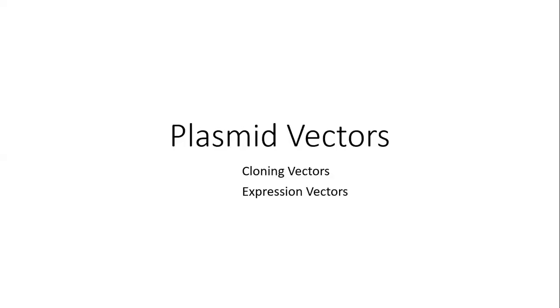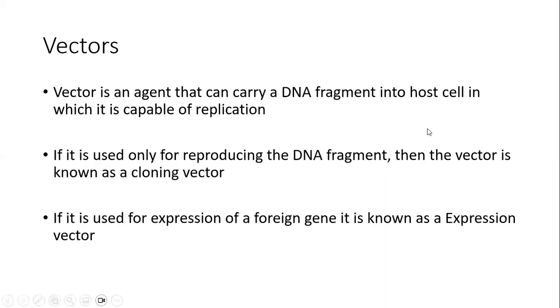Hello students, in today's class we are going to learn about plasmid vectors, and here we'll specifically discuss cloning vectors and expression vectors. So what are vectors? These are basically agents that can carry a DNA fragment into the host cell in which it is capable of replication. If the vector is used only for reproducing the foreign DNA fragment, then it is known as a cloning vector. While if it is used for expression or overexpression of a foreign gene, then it is known as an expression vector.